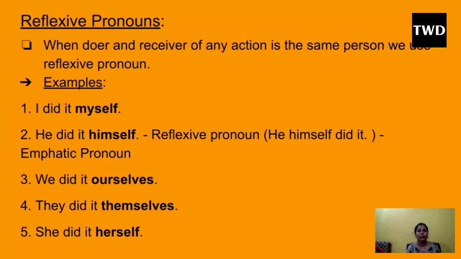Moving forward to reflexive pronoun. Reflexive. Yes. When the doer and receiver point out the same person.